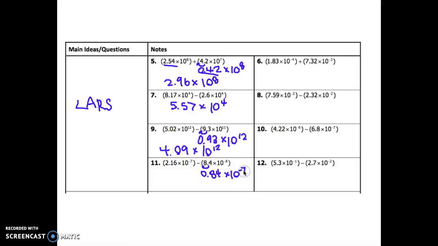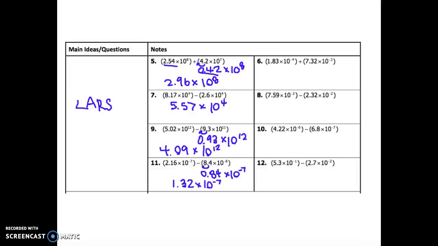Now that they match as far as exponents, we can go ahead and subtract. 2.16 minus 0.84 gets us an answer, using the calculator to help me, of 1.32. And then just like before, our answer would have a matching exponent, times 10 to the -7.